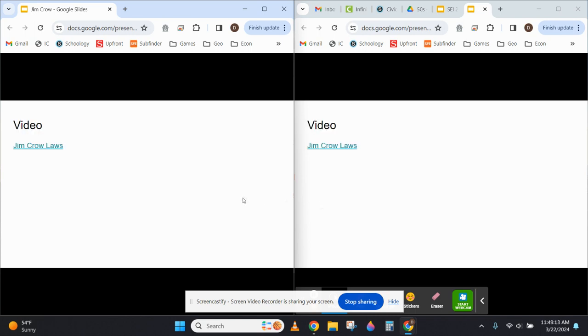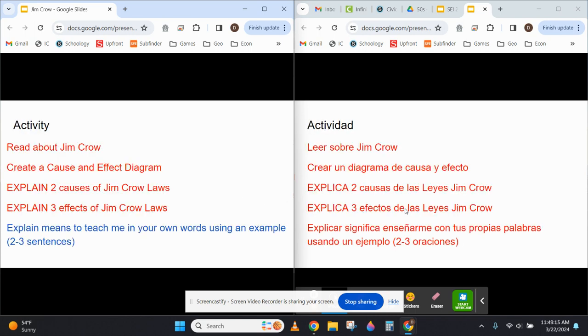We've got a video we're going to watch about Jim Crow laws. And today's goal is to understand cause and effect. We're going to make a cause and effect diagram like I draw on the board. After reading, you're going to create this and explain why these laws happened and how they impacted people.